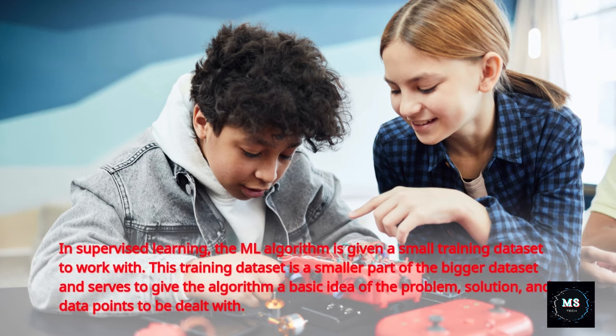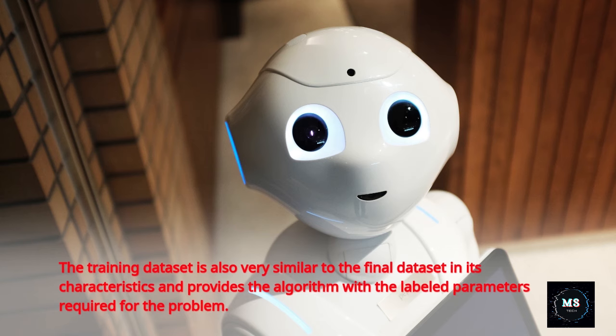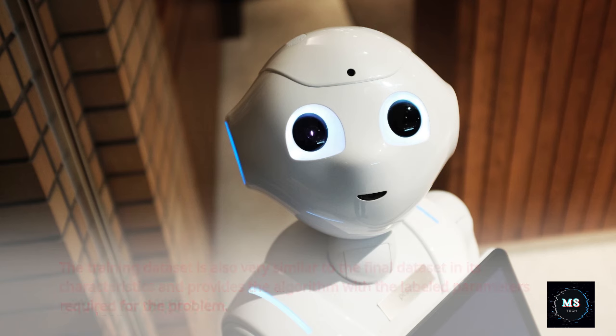In supervised learning, the ML algorithm is given a small training dataset to work with. This training dataset is a smaller part of the bigger dataset and serves to give the algorithm a basic idea of the problem, solution, and data points to be dealt with. The training dataset is also very similar to the final dataset in its characteristics and provides the algorithm with the labeled parameters required for the problem.